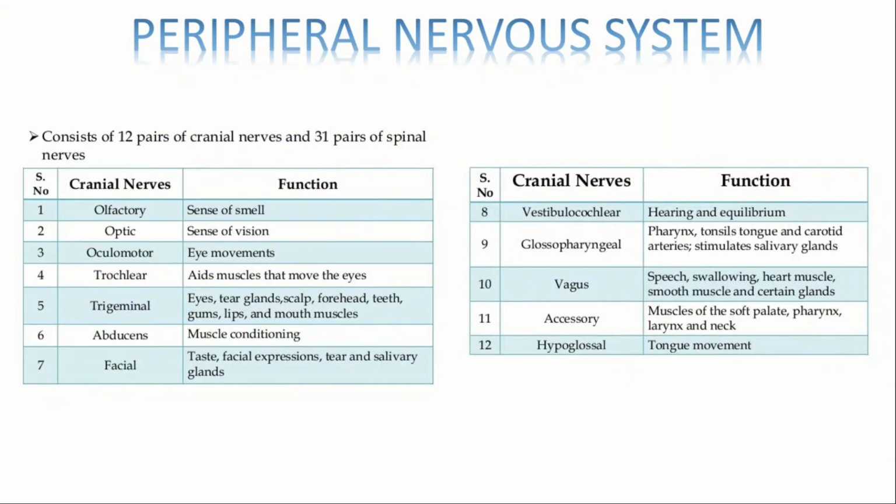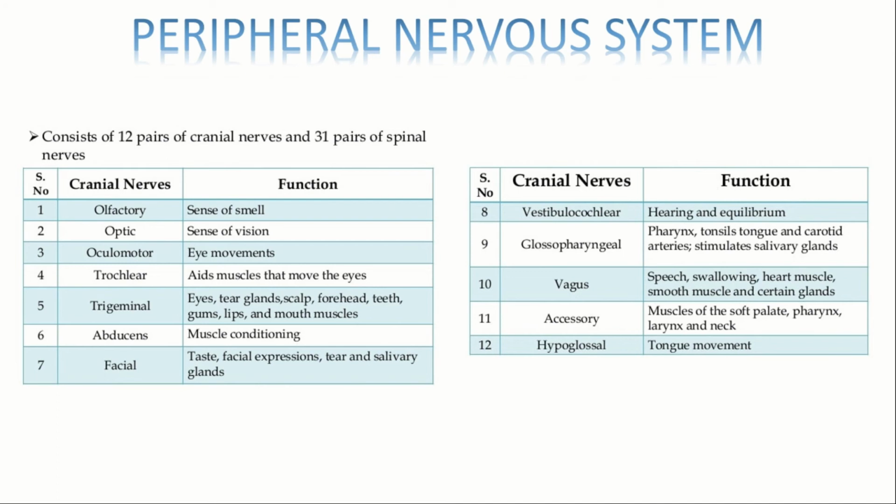So this peripheral nervous system consists of 12 pairs of cranial nerves and 31 pairs of spinal nerves. There is no need to memorize all the names of all the 12 pairs of cranial and 31 pairs of spinal nerves. No need to memorize that. But just one or two you can understand.